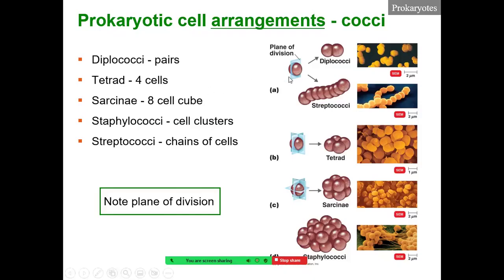A single cocci here, a diplococci here, where two cells are stuck together, and there's a diplococci there, right there. You can have a streptococci where the cells are stuck together in a row. And there's a streptococci right there.